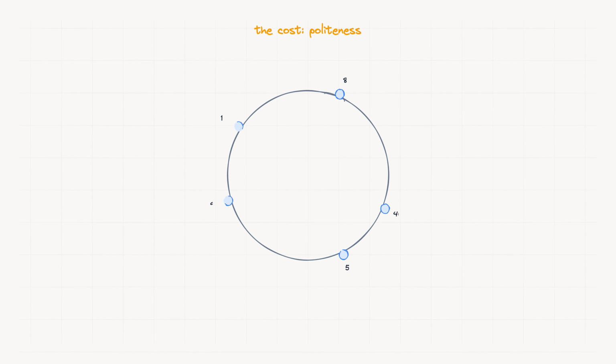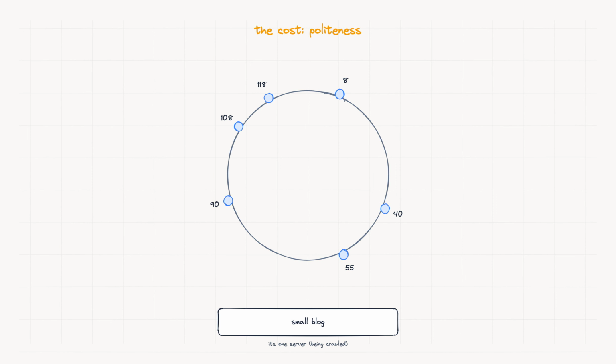The cost is politeness. With URL sharding, one site's pages spread across many peers, and each peer only rate limits itself. Nobody watches the total. The load a site actually feels is everyone's requests added up, and no peer sees that sum.